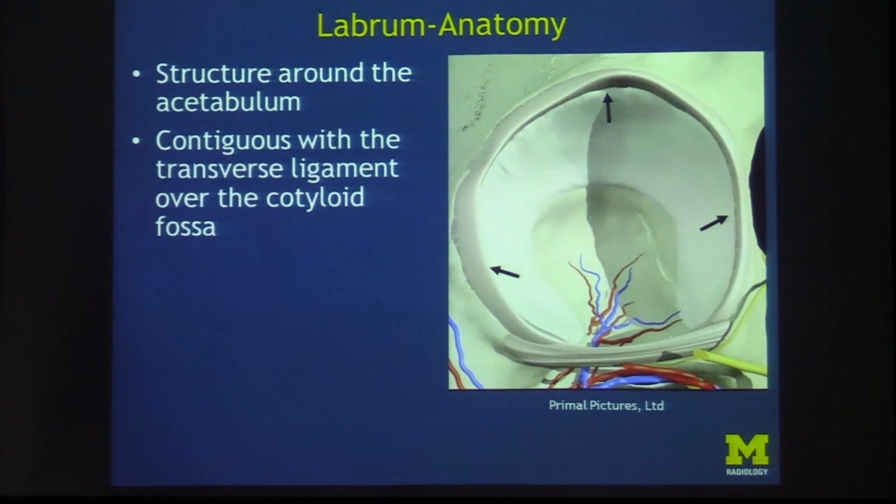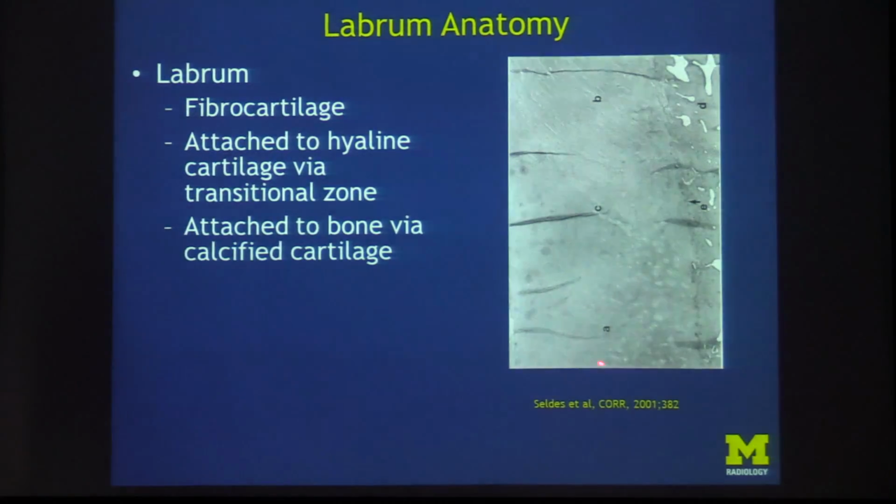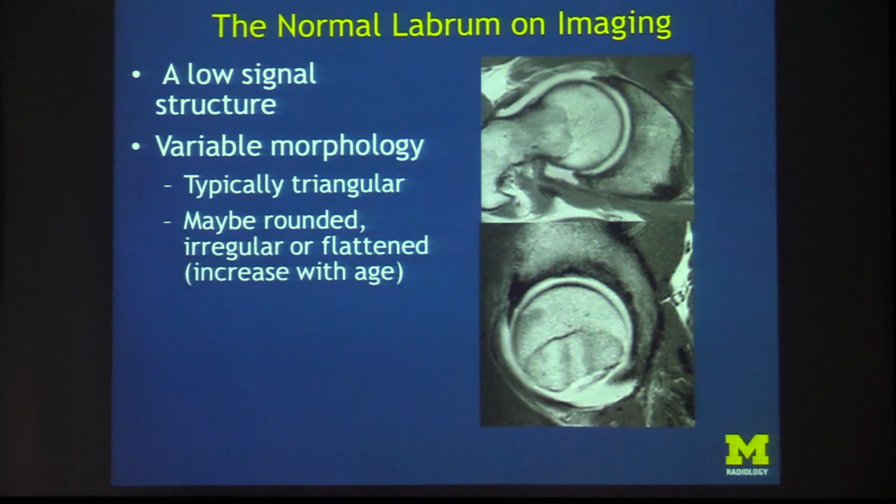And it is contiguous with the transverse ligament overlying the cotyloid fossa. It is closely attached to the hyaline cartilage through this transitional zone, and I'll mention that later on, but also closely attached to the acetabulum through a calcified cartilage layer. On imaging, MR and MR arthrography, the labrum typically has a low signal appearance, as you can see here, typically triangular, but can also be round or blunted.